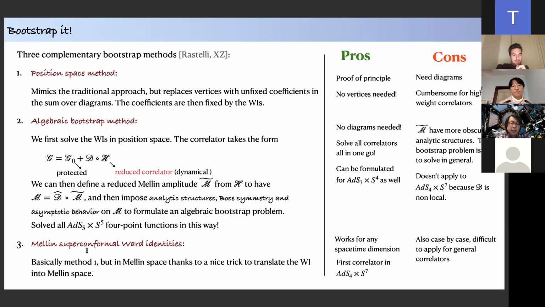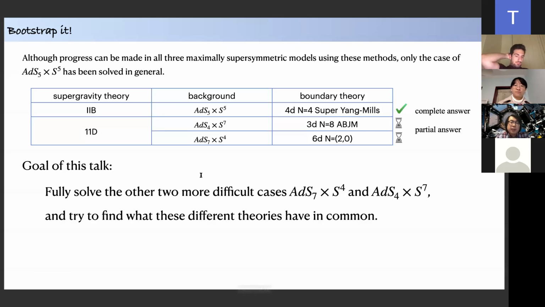And finally, there's another approach in Mellin space, which basically is the first one, but we do everything in Mellin space, and there's some nice trick to implement superconformal Ward identities there. And the advantage is that we can deal with all dimensions now. We can even compute correlators in AdS4, but just as method one, this works case by case, so it's hard to get a general answer. So basically, that's the status so far.